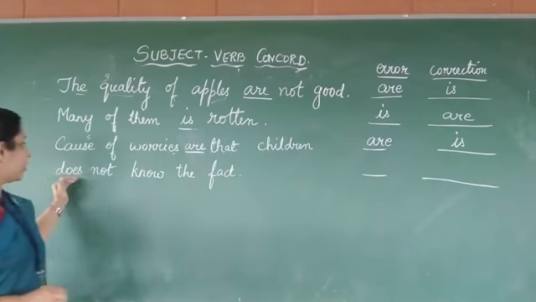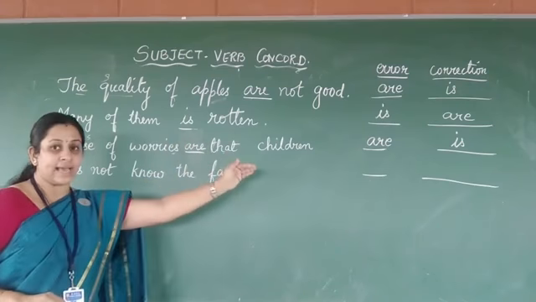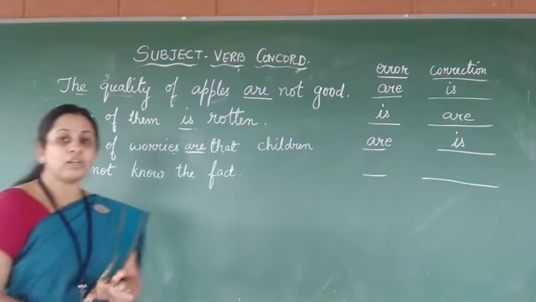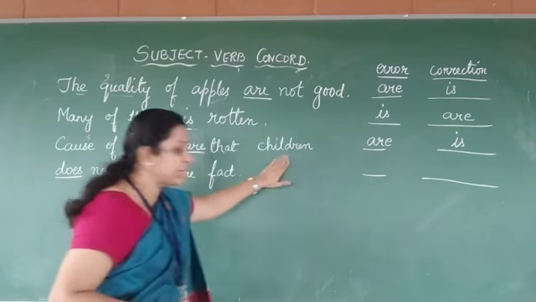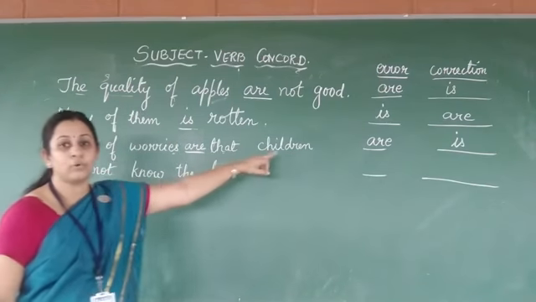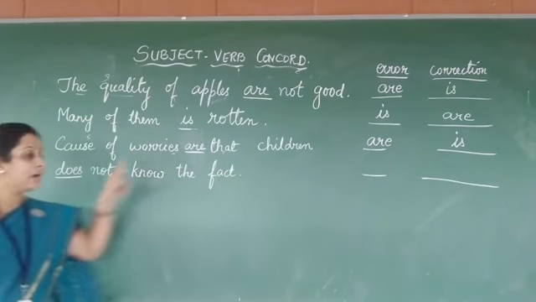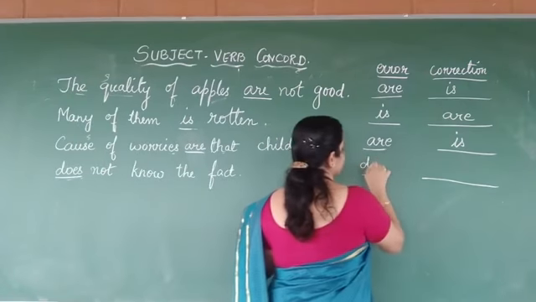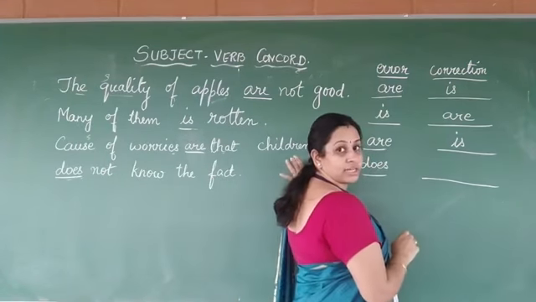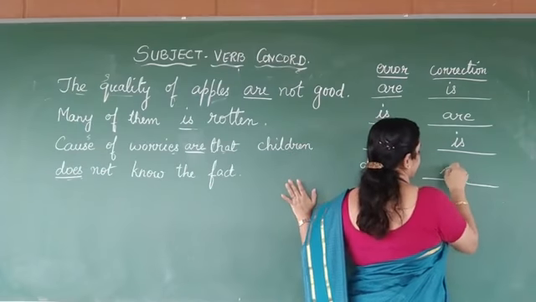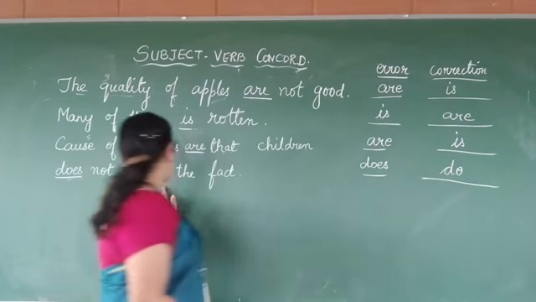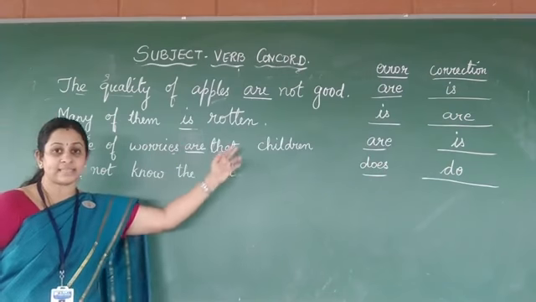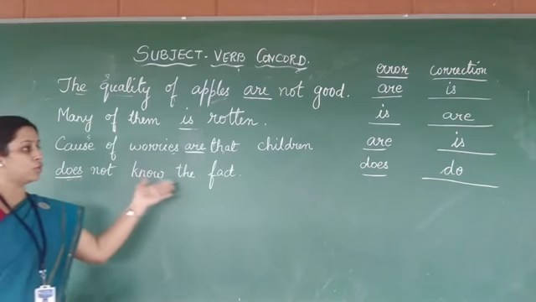Okay. Now, cause of worries is that children does not know the fact. Thus is singular or plural children. Children does not know. When we have a plural verb, a plural noun here, our verb should also be plural. So thus is wrong. Thus is the verb given for children. Children is plural. So our correction word should be do. Children do not know the fact. Cause of worries is that children do not know the fact.